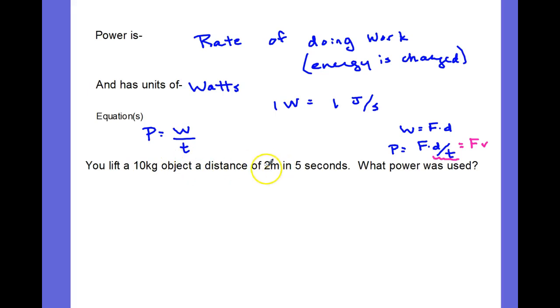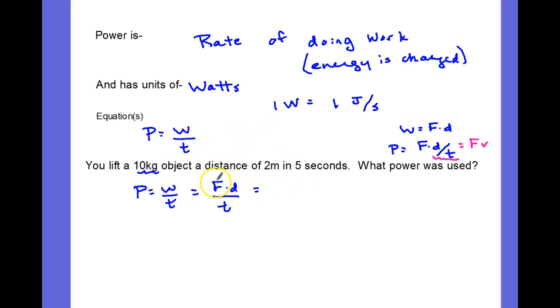You lift a 10 kilogram object a distance of 2 meters in 5 seconds. What was the power used? Well, power is work divided by time. We were not given work. So work is force times distance and then over time makes it power. And we're not given a force. We're given a 10 kilogram object.